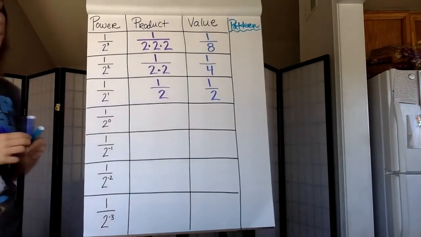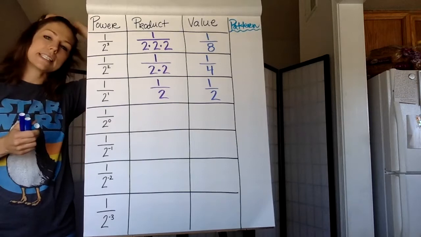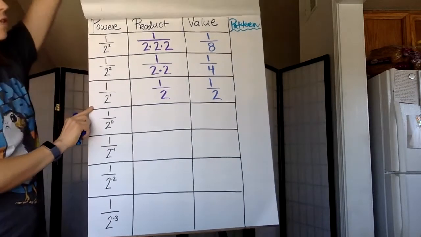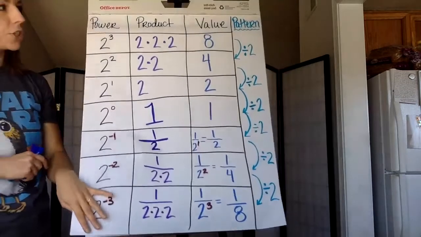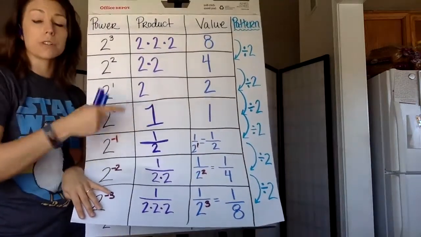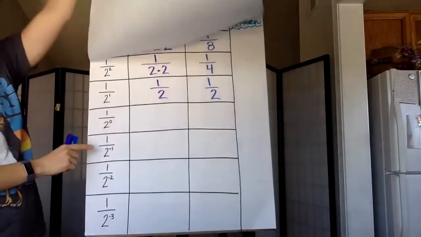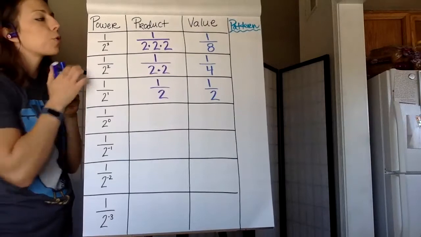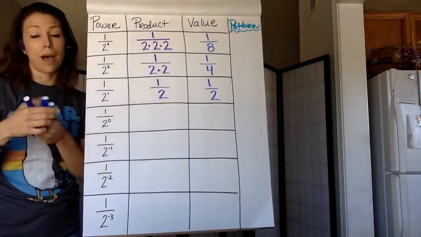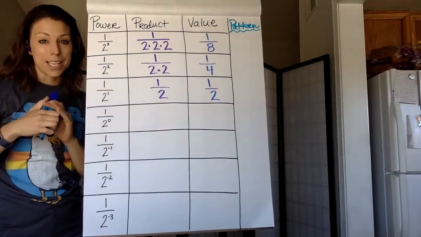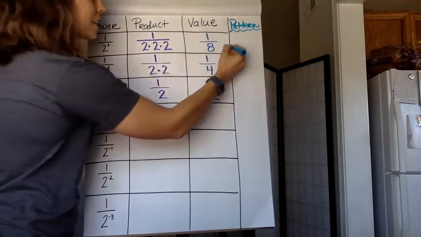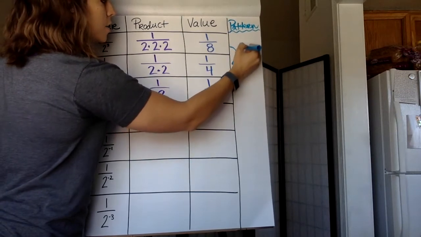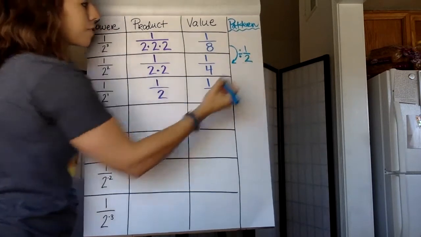Now, what is the pattern here? This is a little bit tougher than the last one. If you remember, the pattern from the last one was we were removing a factor of 2, which means we were dividing by 2 each time. We're still removing a factor of 2, but we're removing a factor of 2 in the denominator. So that means, are you ready to have your mind blown? Each time we're moving along, we're actually dividing by 1/2.